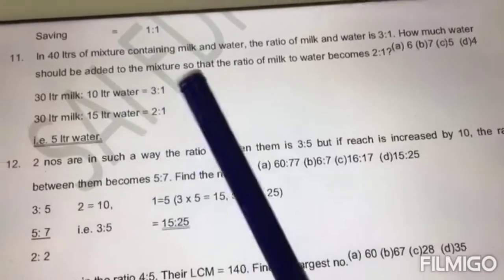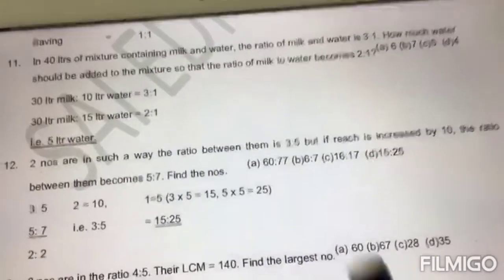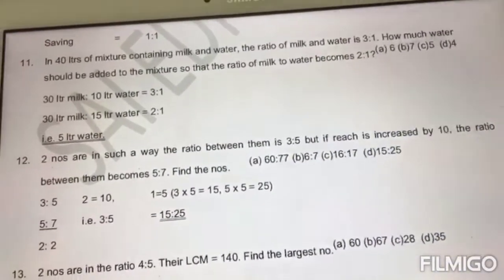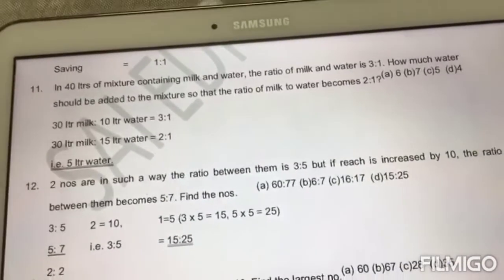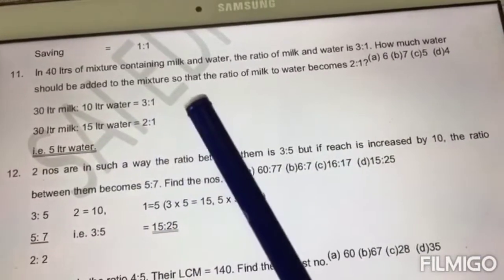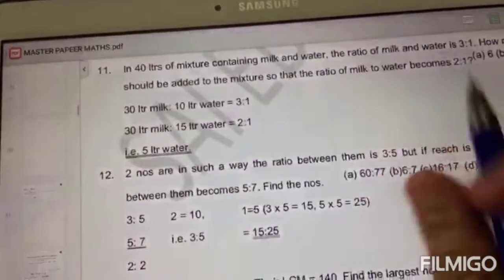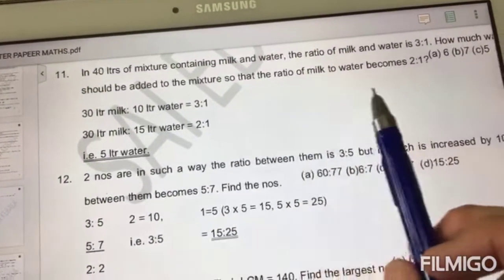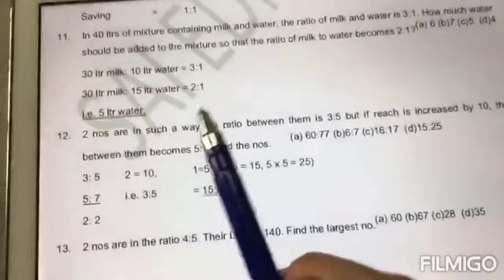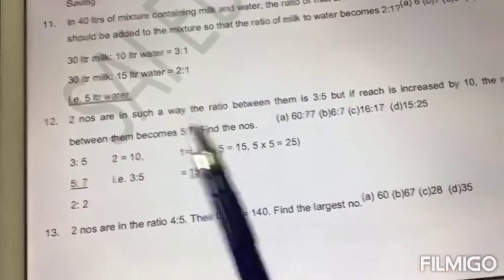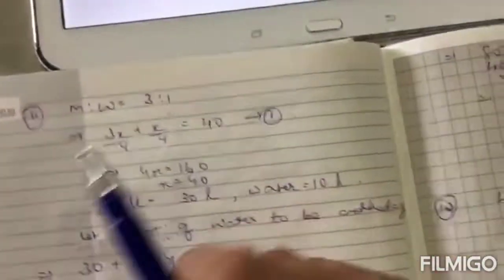In 40 liters of mixture containing milk and water, the ratio of milk and water is 3:1. How much water should be added to the mixture so that the ratio of milk to water becomes 2:1? So how much water should we add here so that the ratio becomes 2:1? They have given a way of doing it, but I'd like to do it my way. So let us write it down first.